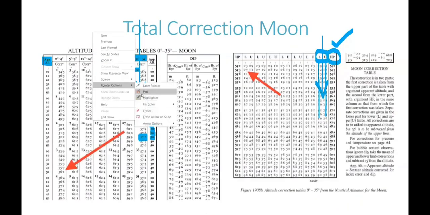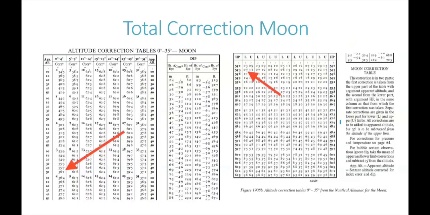So when you enter into the bottom part, enter with 59.7. So you see 59.7 here. You can see the two values given here, 7.2 if it is a lower limb observation, and 4.8 if it is an upper limb observation. So this is how you obtain the second correction. This is known as HP correction. So main correction from the top part, HP correction from the bottom part.